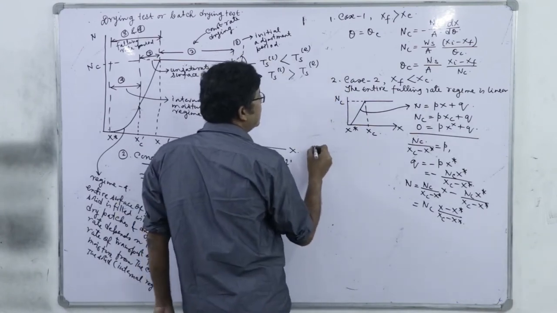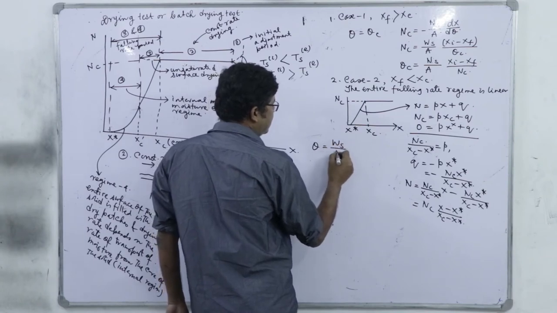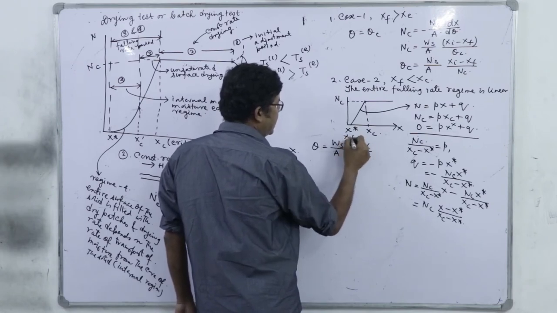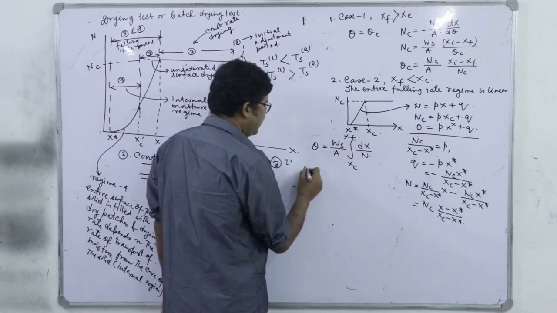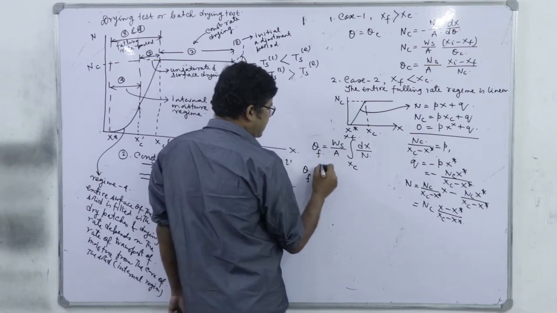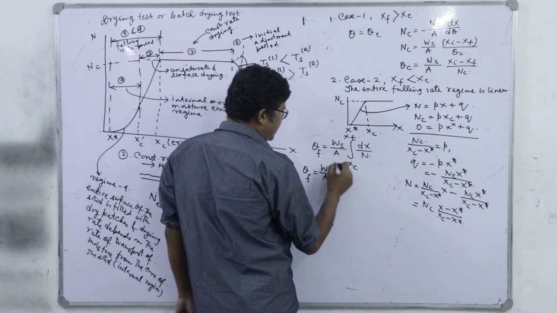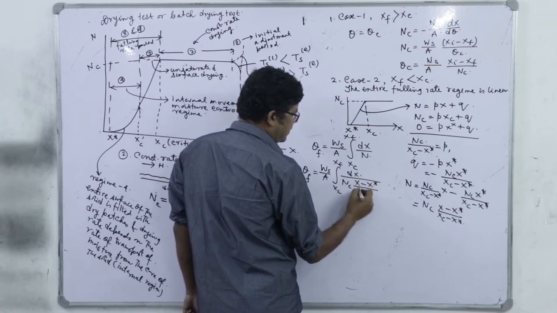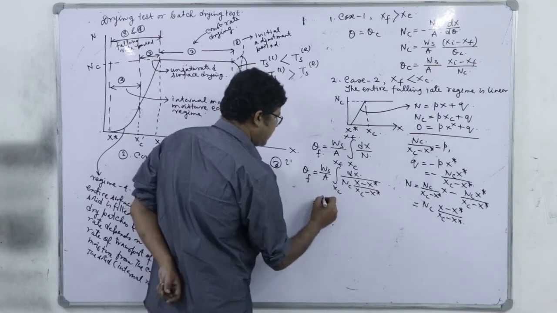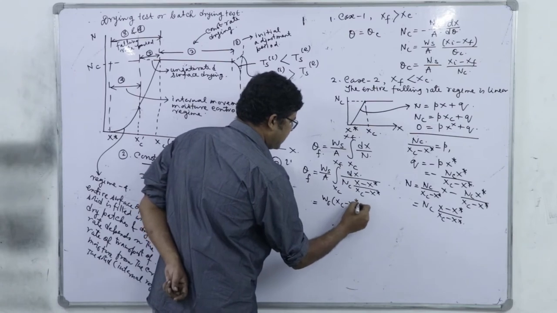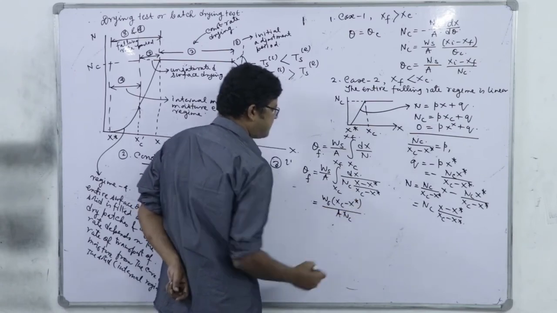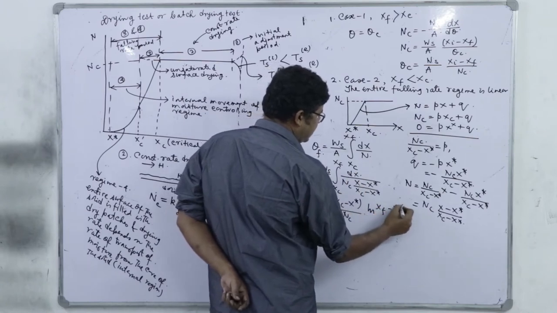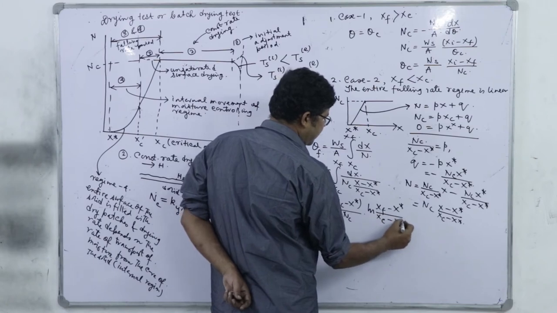So theta is equal to Ws by A, dx by N, and the integral will be from xc to xf. We have included the minus sign here, for theta f, the falling rate. So Ws divided by A, integral xc to xf, dx divided by Nc into x minus x star divided by xc minus x star. So it is Ws into xc minus x star divided by A into Nc, then dx divided by x minus x star. So ln of x minus x star, the numerator is xf minus x star, the denominator is xc minus x star, right.